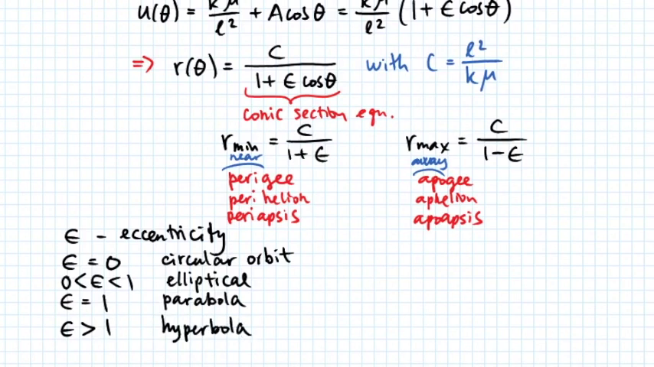How is epsilon related to other parameters? It's given by the square root of 1 plus twice the total energy times angular momentum squared, divided by mu k squared.